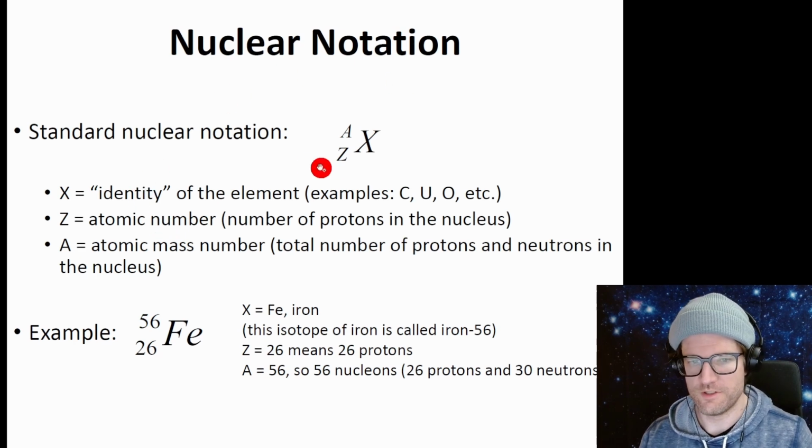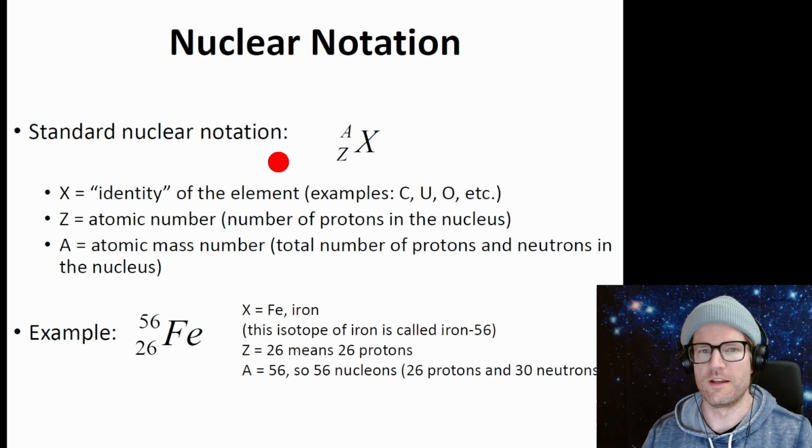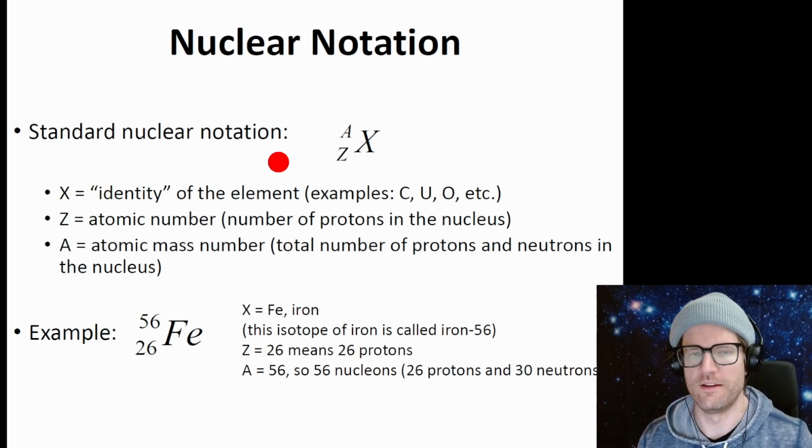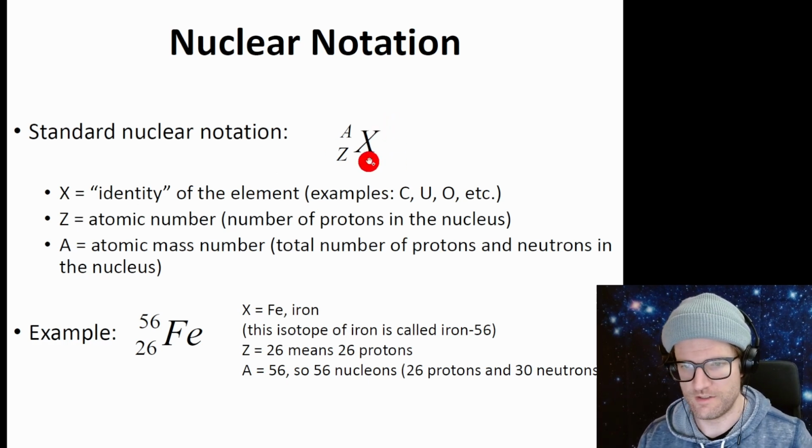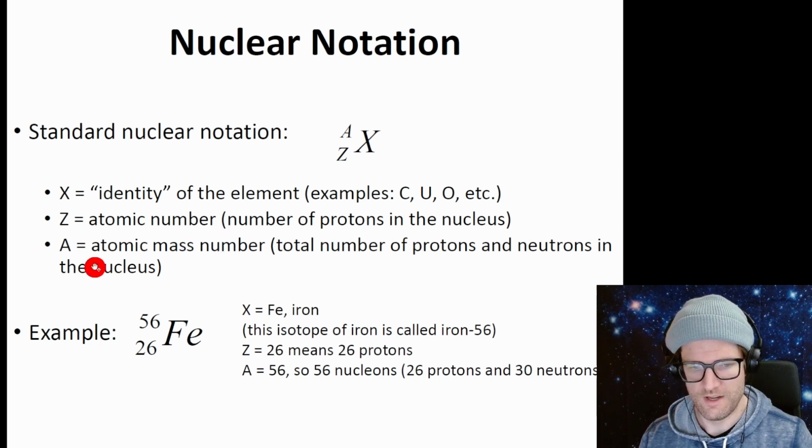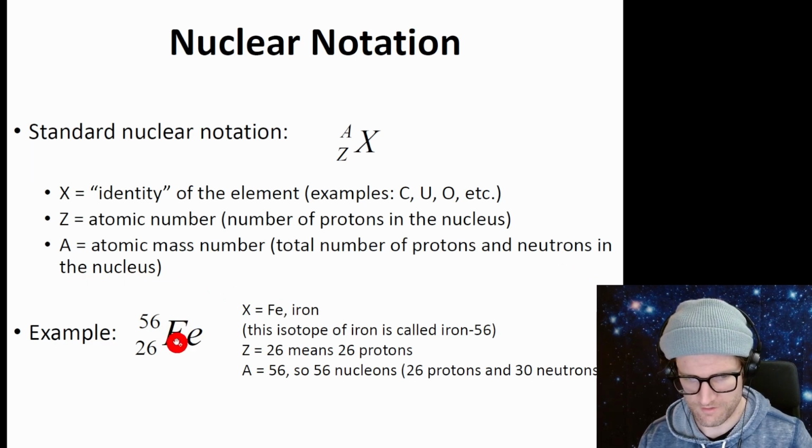Okay, nuclear notation. So this is if we want to label what type of isotope and element we have. X is the element, so that's the identity. Z is the atomic number, the number of protons. And A is the atomic mass number, total number of protons and neutrons. So see, iron, this is the element. It's got 56 total nucleons and 26 protons.